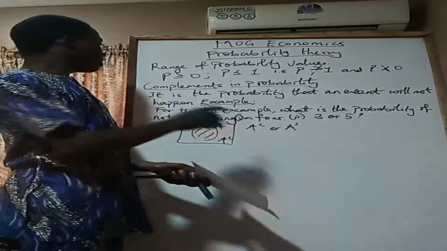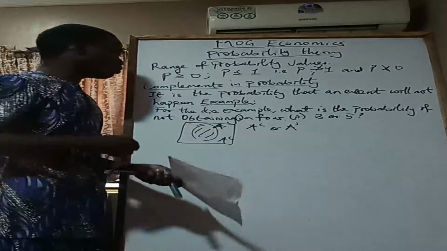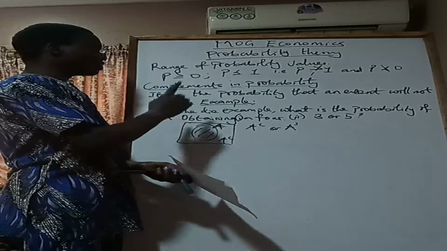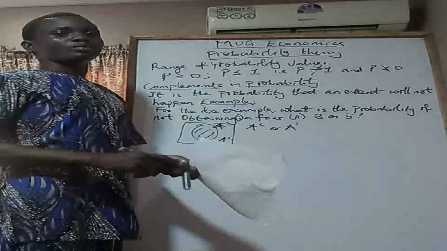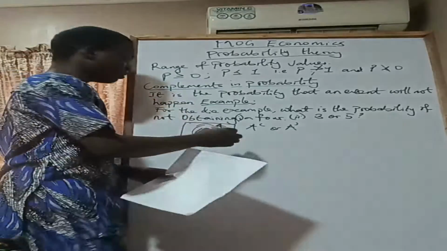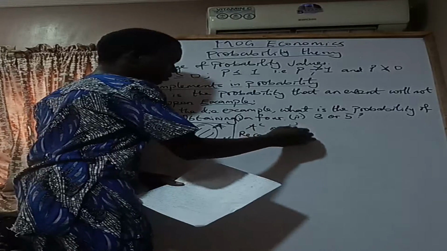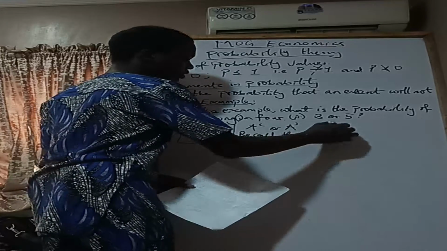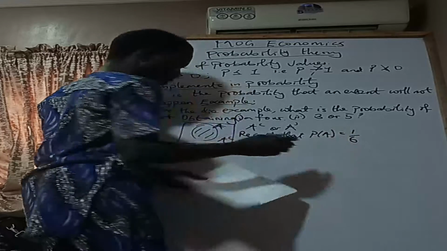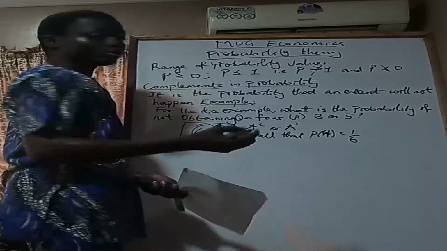Do you understand? So it is the probability that an event will not happen. Now, for example, remember the die that we looked at the first time. What is the probability of not obtaining a 4? If you recall, P of 4, the probability of obtaining a 4, was 1 over 6.